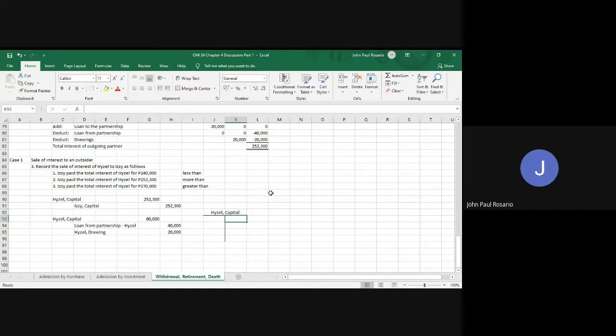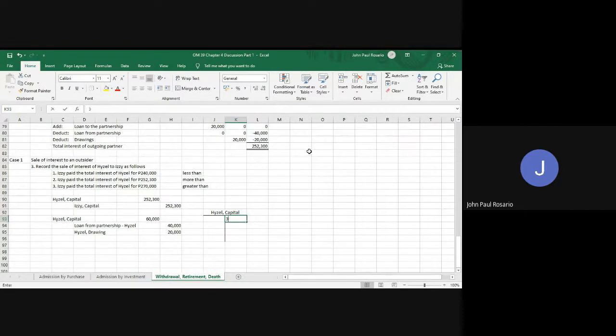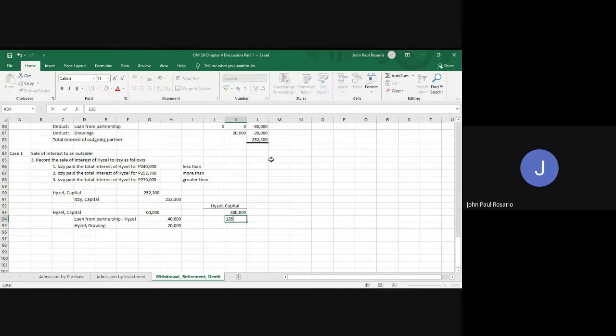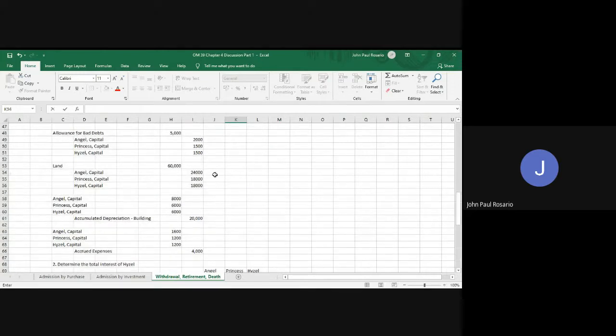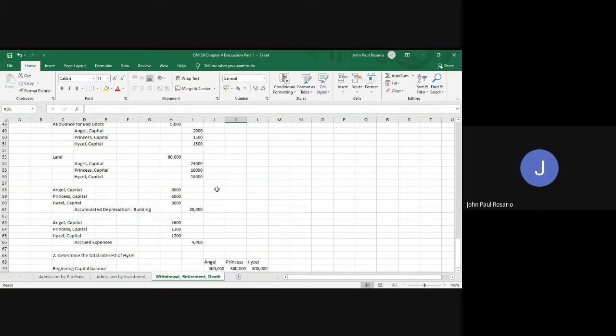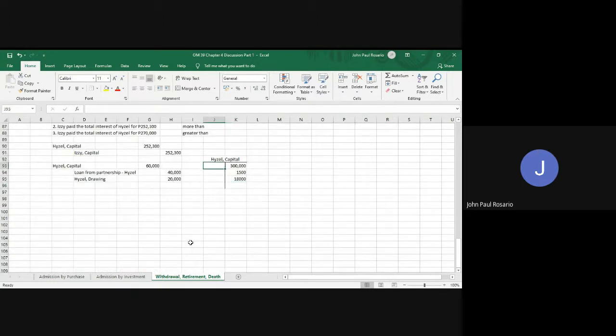So from the adjusted one, the beginning is 300,000, right? Then you added 13,500 for all the assets that we added. Plus 1,500 plus 18,000. And then we subtracted 6,000 and 1,200.